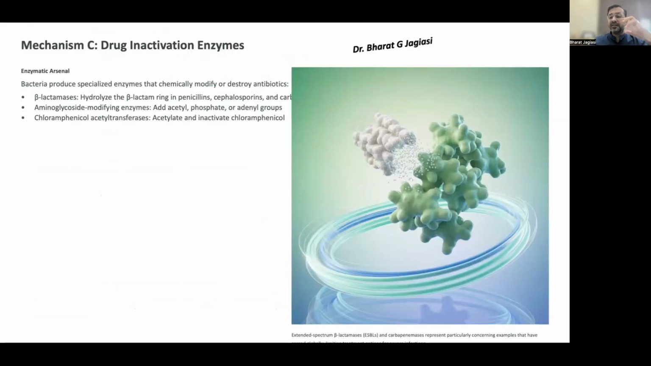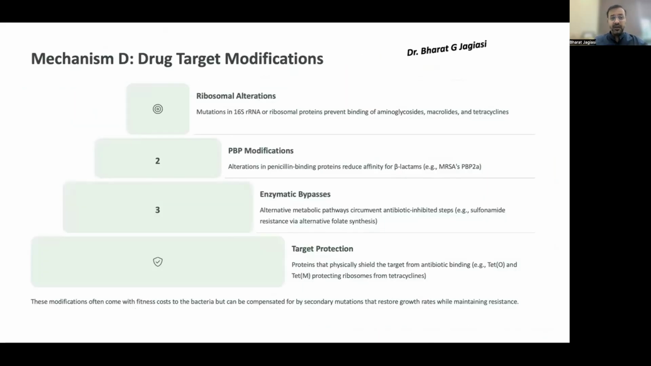Drug inactivation, this is what we are going to understand and read in detail, and it has quite a bit of clinical implications as well. We'll discuss as we go further. So these can produce beta-lactamases, which hydrolyze the beta-lactam ring in penicillin, cephalosporin, carbapenem, aminoglycoside modifying enzymes, chloramphenicol acetyltransferases, carbapenemases, and cephalosporinases.